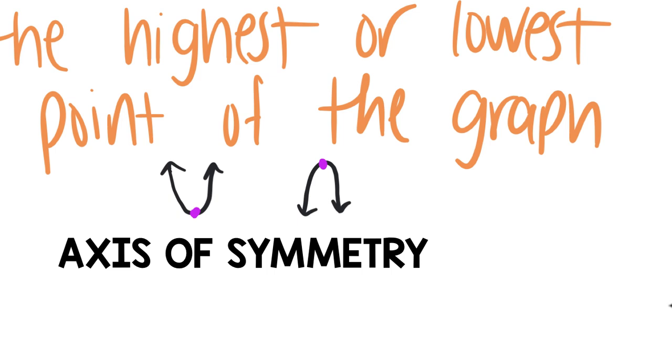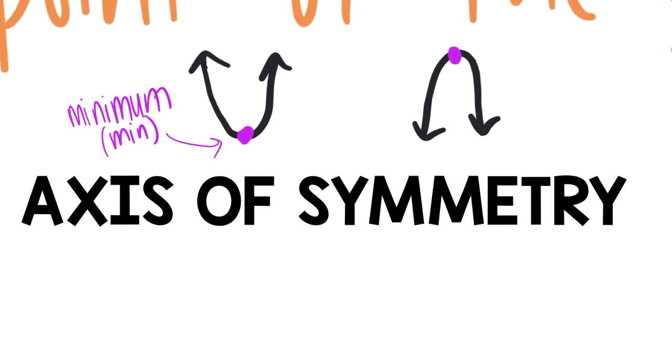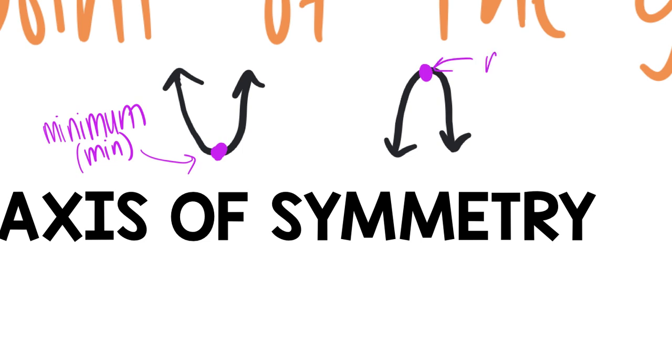So if the vertex is at the bottom, we also sometimes call that a minimum. That's the minimum point of the function, or min for short. Okay, and if it's on the top, we sometimes call that the maximum or max for short. And that makes sense, right? Like if it's the lowest point of the graph, it's a minimum. If it's the highest, it would be a maximum.